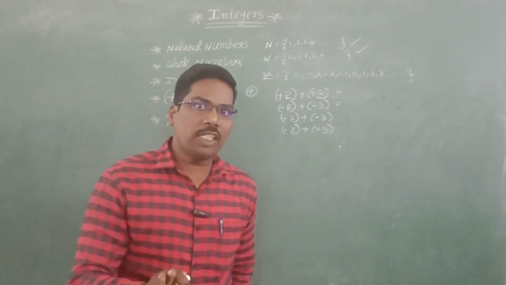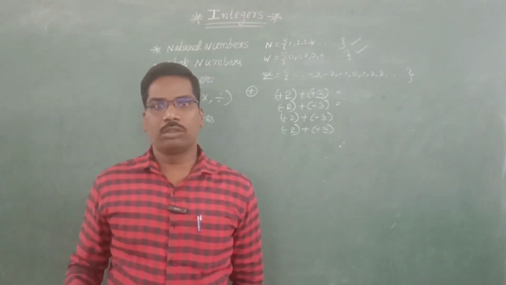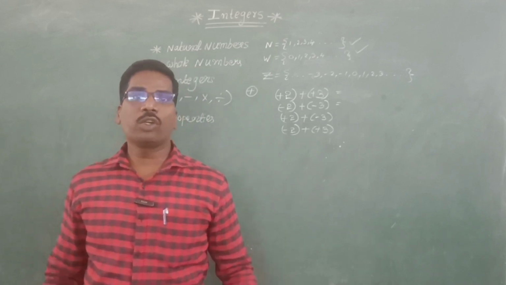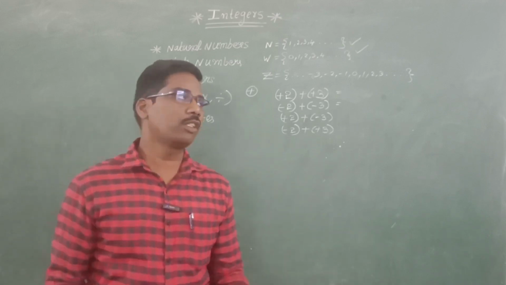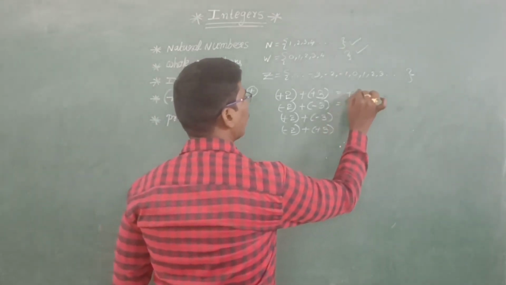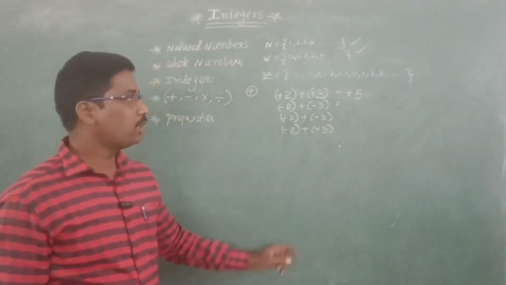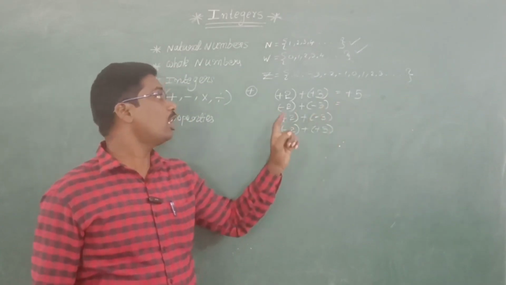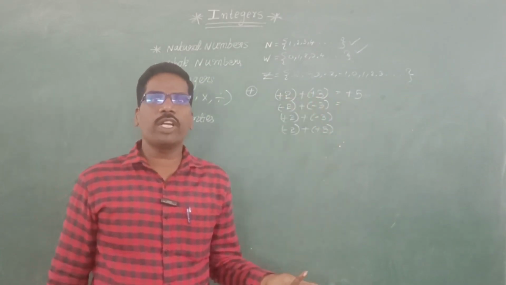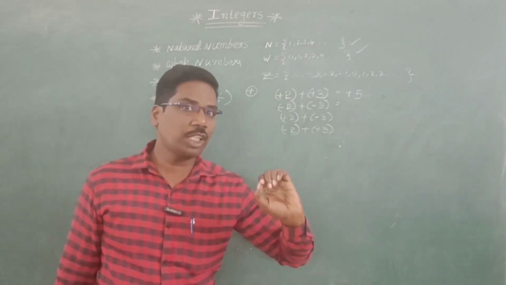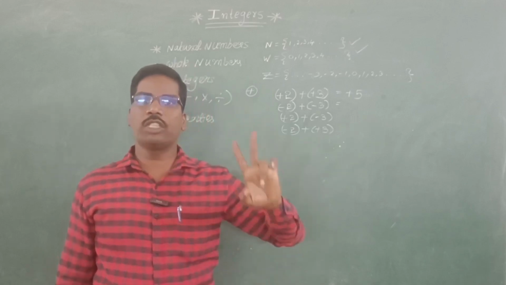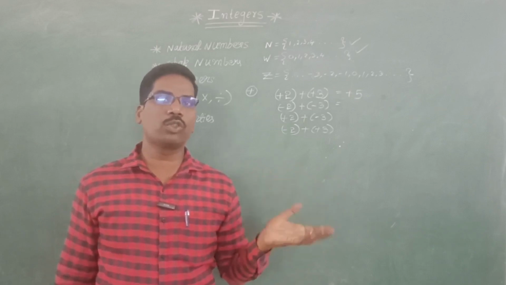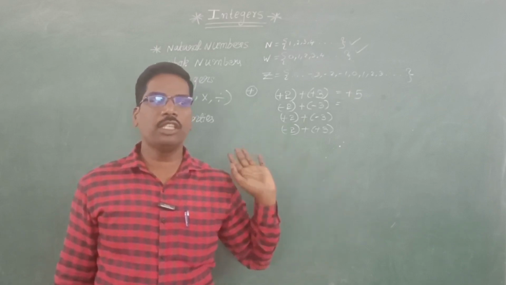The sum of two positive integers is always positive. I have 2 rupees in my pocket. I have 3 rupees in my another pocket. Total how much am I having? 5 rupees. This will be plus 5. So the sum of two positive integers is a positive integer, by adding the numbers. What are the numbers? 2 and 3. So 2 and 3 adding means you will get 5. Like that, you can easily remember. This is a very easy method.